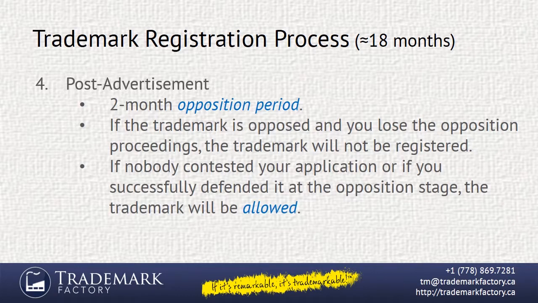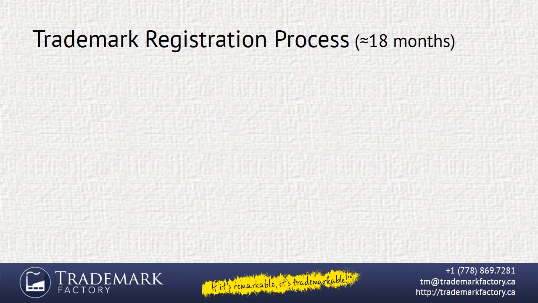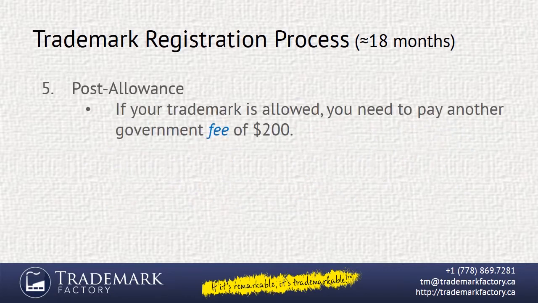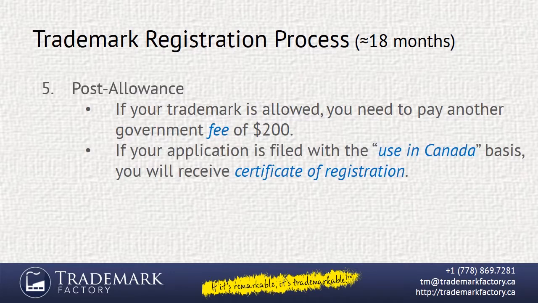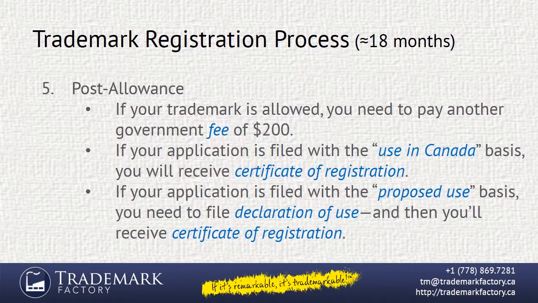If nobody contested your application, or if you successfully defended it during the opposition period, your application will be allowed. Now you will need to pay another government fee of $200. At this point, if you filed your application based on Use in Canada basis, you will get the certificate of registration of your trademark.